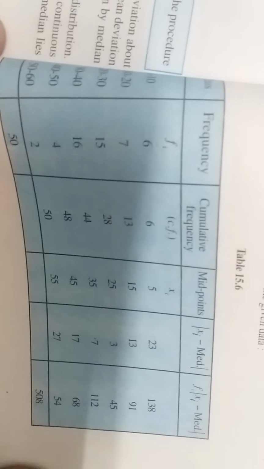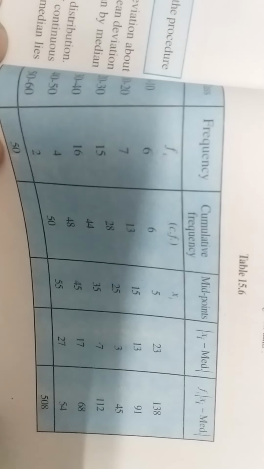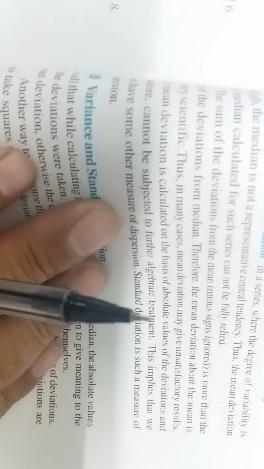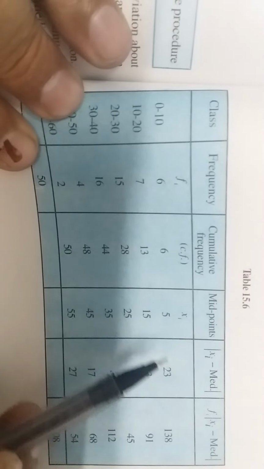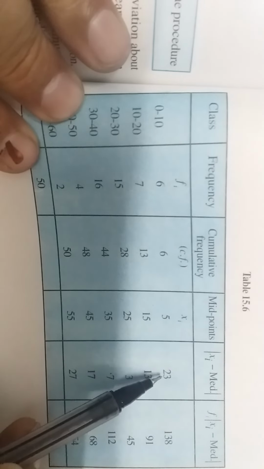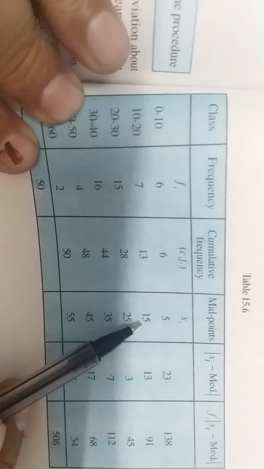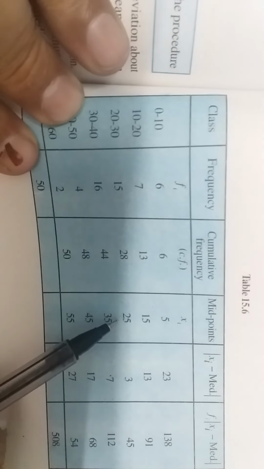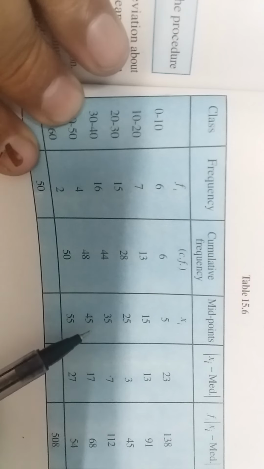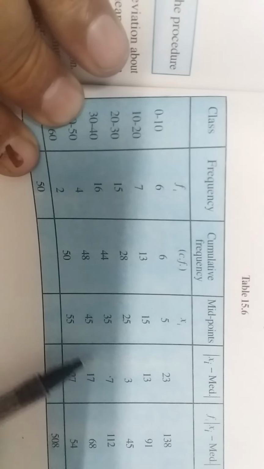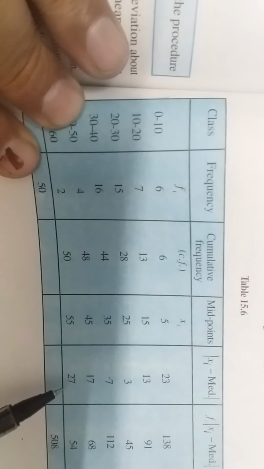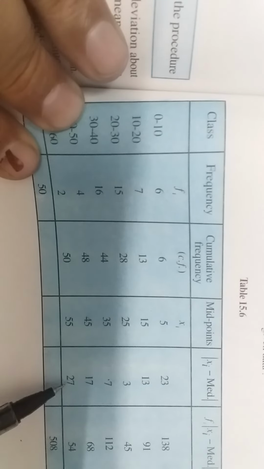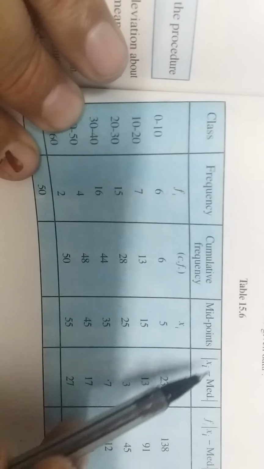The next is we have to calculate xi minus median. The median we have calculated is 28. So first xi minus median: 5 minus 28, 23. Mod taken. 15 minus 28, 13. 25 minus 28, 3. 35 minus 28, 7. 45 minus 28, 17. 55 minus 28, 27. So this is the mod of xi minus median.